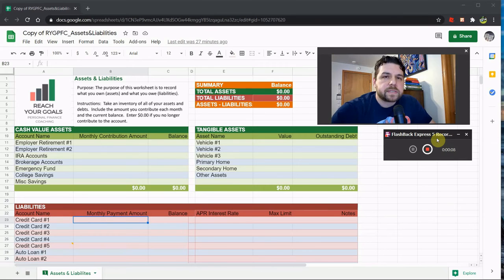So another purpose for this exercise is to see how much you're contributing per month towards various asset growth, or how much you're contributing each month towards debt elimination. We can use that to figure out what your savings rate is, or to figure out what percentage of your income is going towards debt repayment.